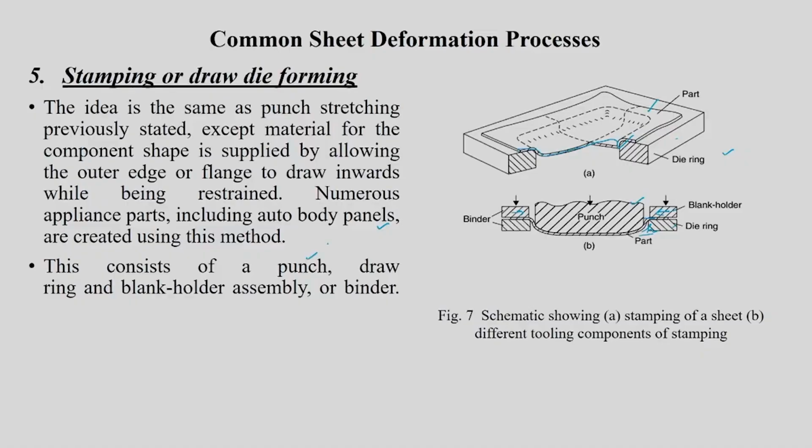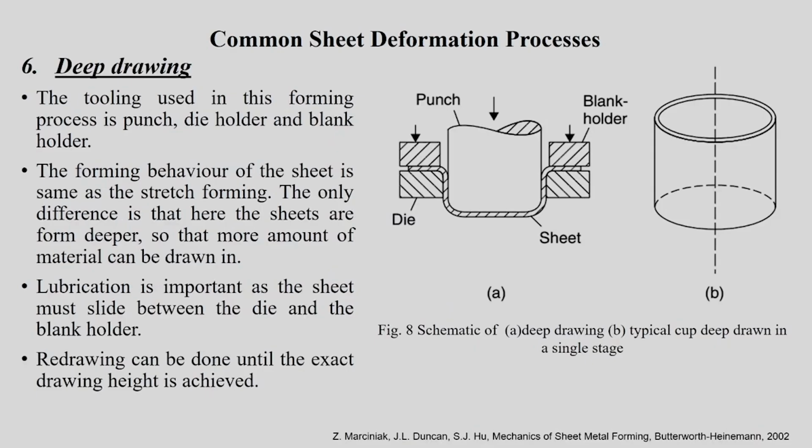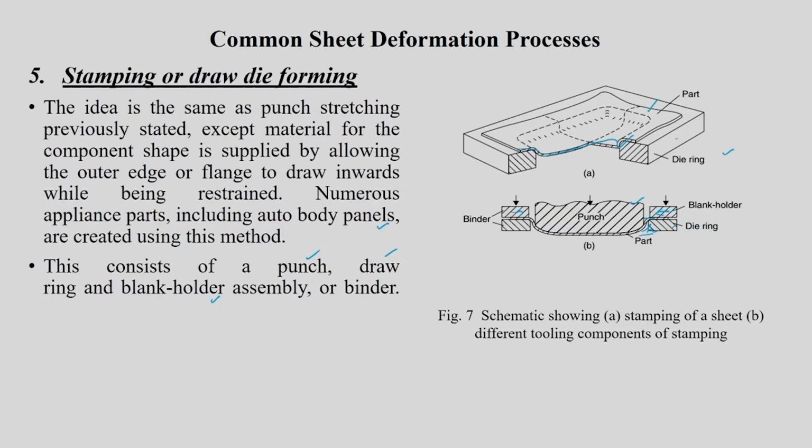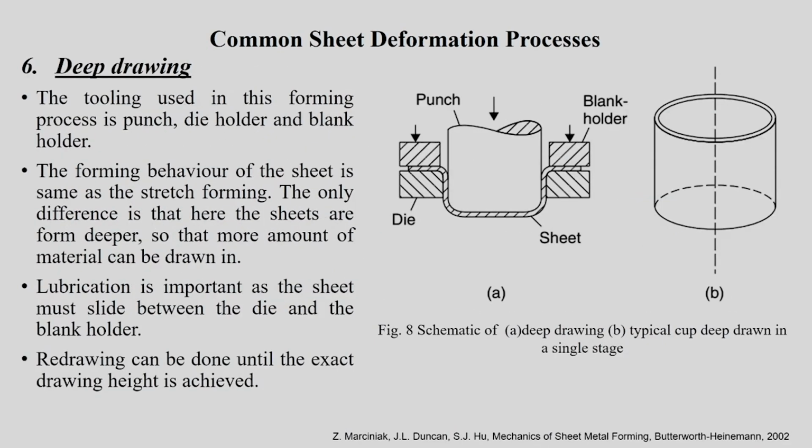So the tools are the same. You have a punch, a die ring, which you can also call a draw ring, and then a blank holder which is used to make this particular component. Deep drawing is similar to this particular process. Only thing is here the drawing is a little deeper, so you make larger cups. For example, this soft drinks can. Those components are made by a deep drawing process.